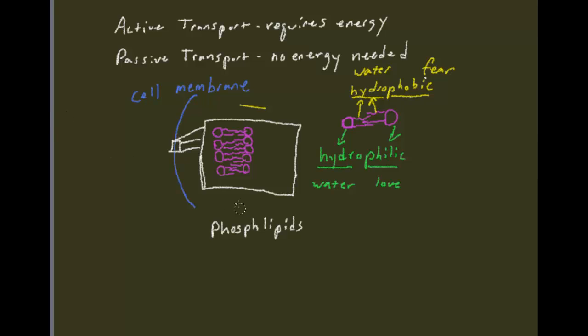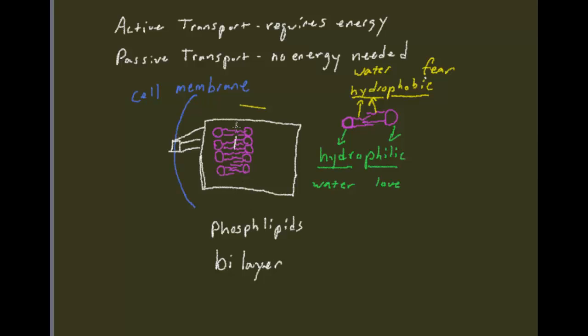Okay, so if you notice, there's two layers here. There's one facing in and one facing out. One's facing inside toward the cell, one's facing away from the cell. We call that a bilayer. So the phospholipid is a bilayer. Bi meaning two, and then layer, two layers, right? Phospholipid bilayer.